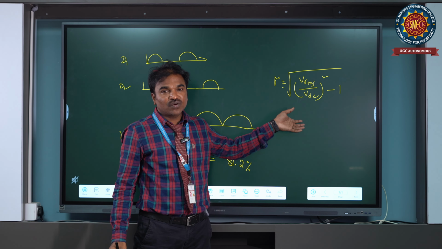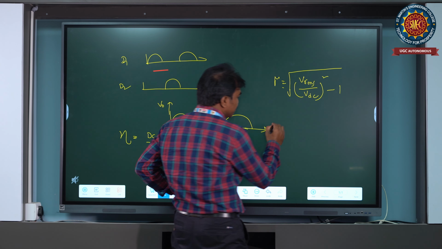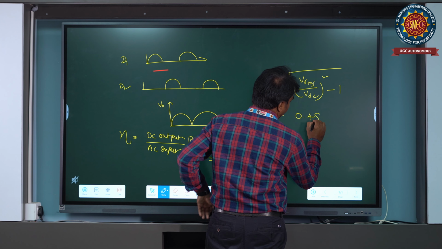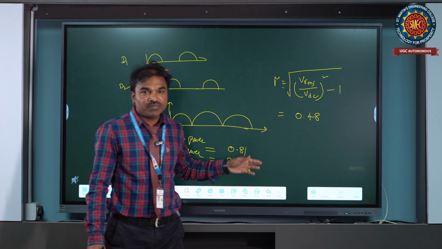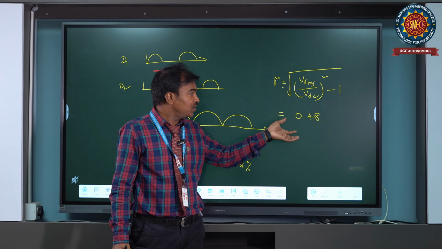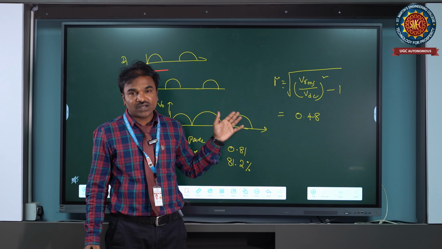VRMS means Vm by root 2 and VDC means 2 Vm by pi. Whenever we substitute those values, the value is 0.48 only. This is a lesser value compared to the half wave rectifier. So the ripple factor value is very low, and only a small amount of ripple content is there.